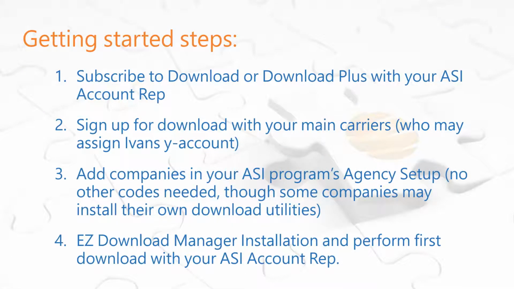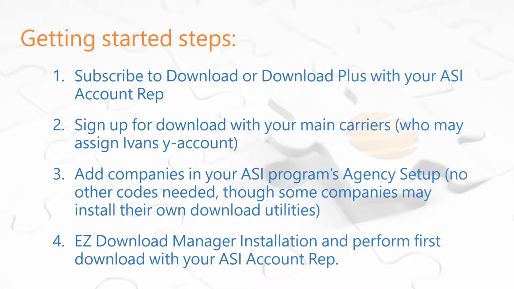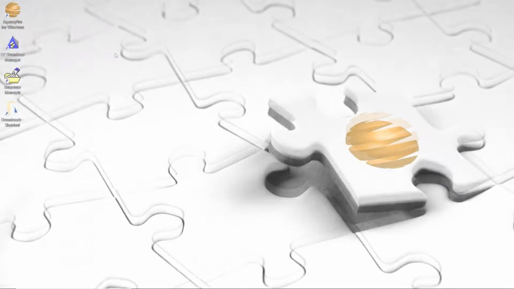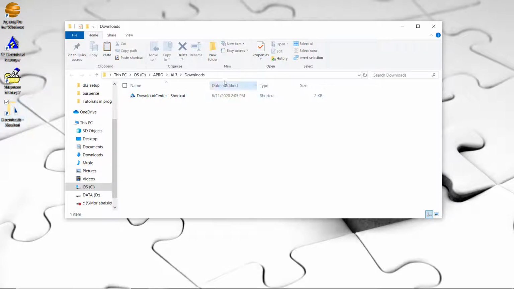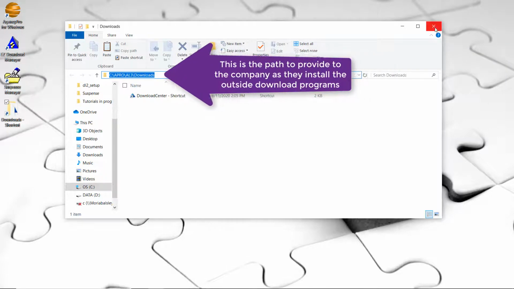After purchase of the download module, agency software will assist in the installation of the download manager and suspense manager, as well as creating a shortcut to a downloads folder, where we will direct all non-Ivans download files. While setting up downloader software for these companies who do not send through Ivans, simply ask the carrier to direct the files to the folder accessed by this shortcut.